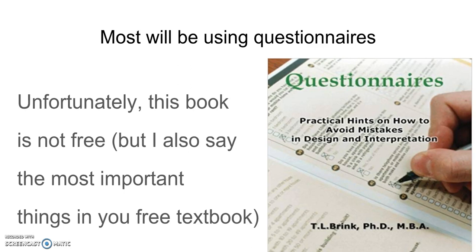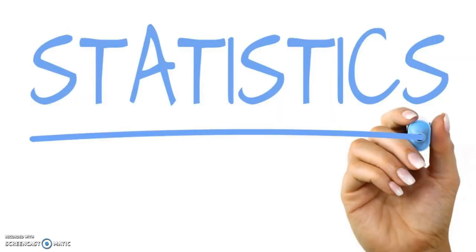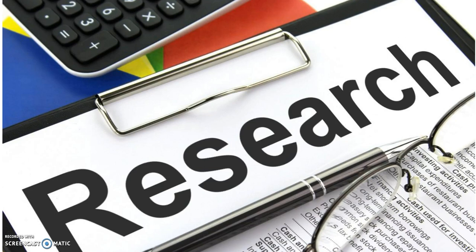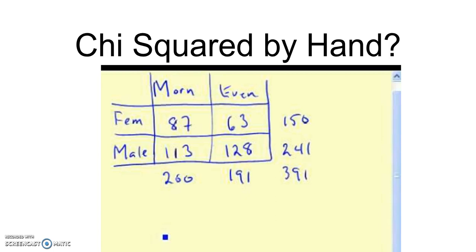Now, you're going to have to pay for a book on questionnaires if you want to have your own copy, but actually, the most important things I said in the book, I also say in your free textbook. So you really don't have to purchase that book. We're going to have to use statistics because whenever we do quantitative research, we're going to have to analyze the data to see if they truly support our hypotheses.